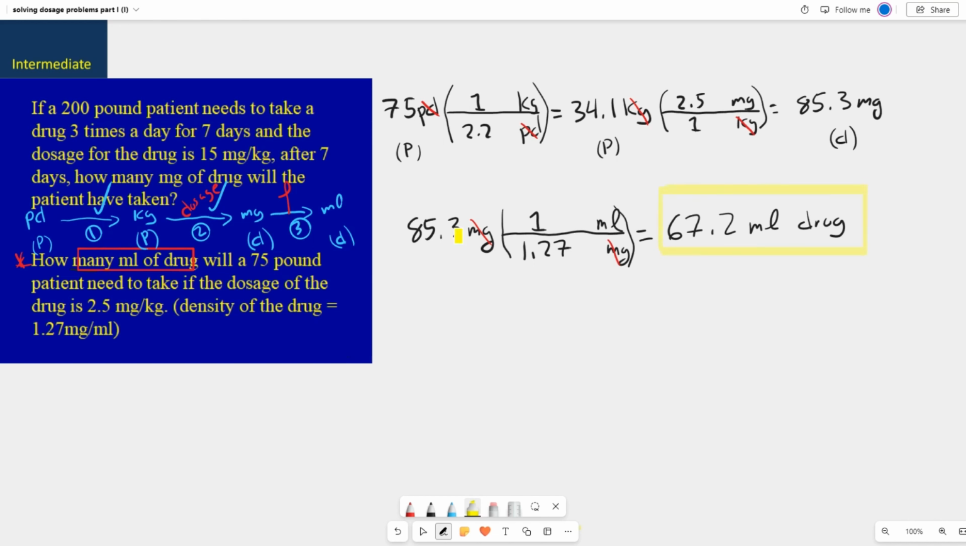So that's a dosage problem that, because you're working with a liquid drug, requires the density of that drug to convert from milligrams of drug to milliliters of drug.